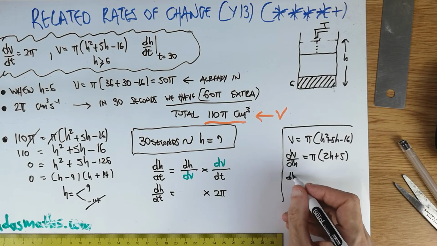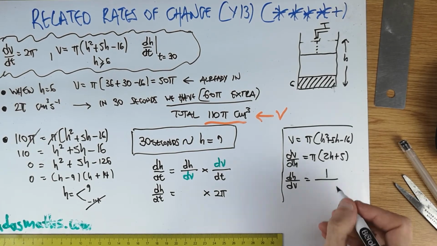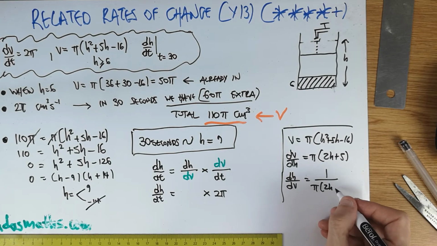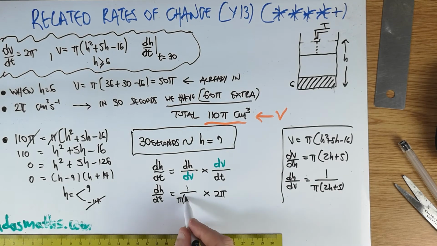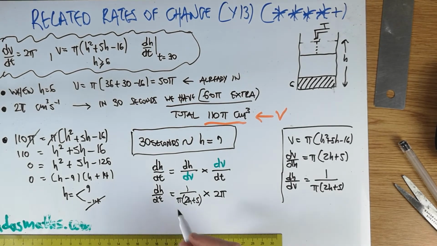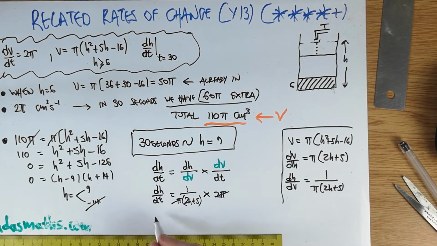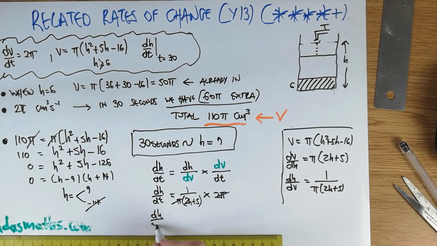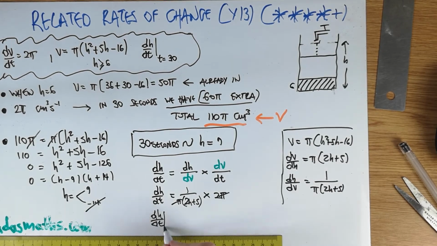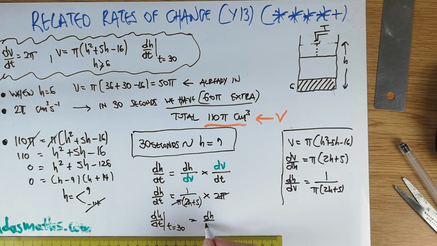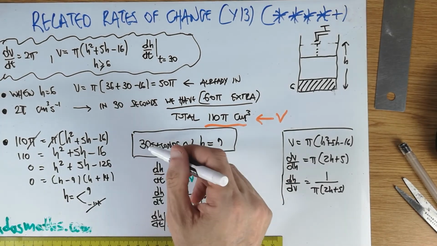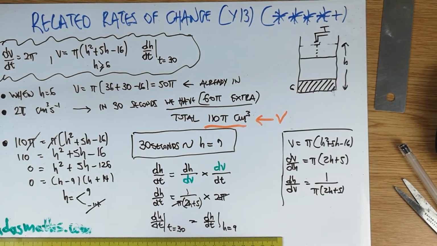It's upside down, so dh by dv will be 1 over, and conveniently, again, the pi's will cancel. So that's going to be 1 over pi times 2h plus 5. And the game is up now. The pi's cancel, and therefore I found what I needed to find. dh by dt evaluated when t is equal to 30, in other words, after 30 seconds, is equivalent to finding dh by dt when the height is 9, because that's what we just found. After 30 seconds, the water would have reached h equal to 9.